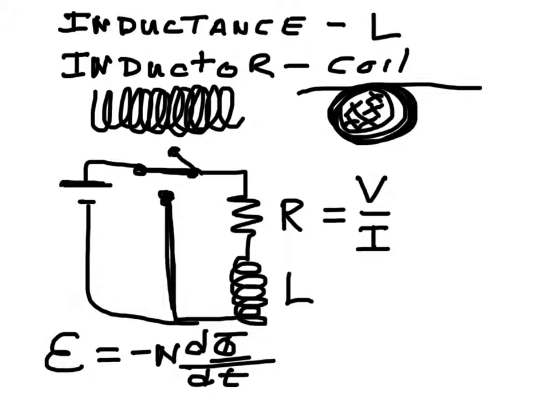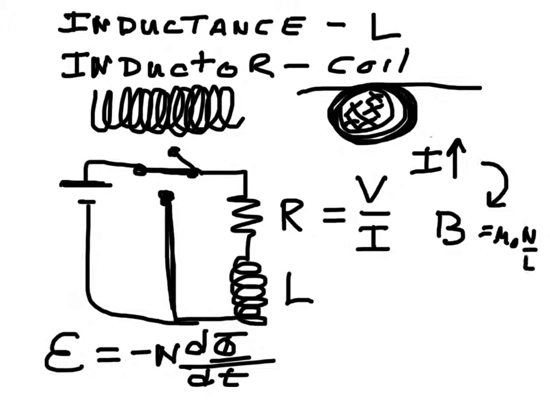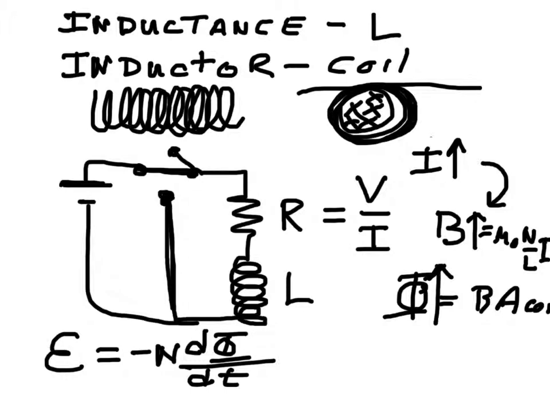Let's trace the sequence of events here. I close the switch, and the current in the circuit rises. This in turn gives rise to a field, mu naught N over L times I, which is increasing, right? As the current rises, the field will rise. And as the field rises, the magnetic flux, BA cosine theta, rises. So increasing current leads to increasing field, leads to increasing flux. So we see an increasing flux through this coil.